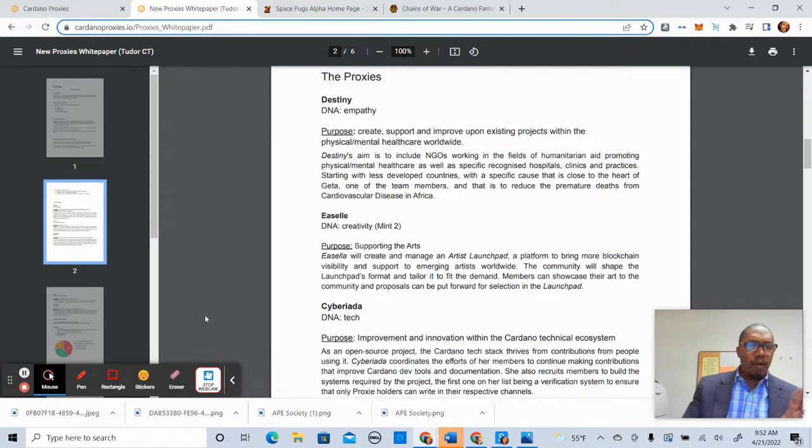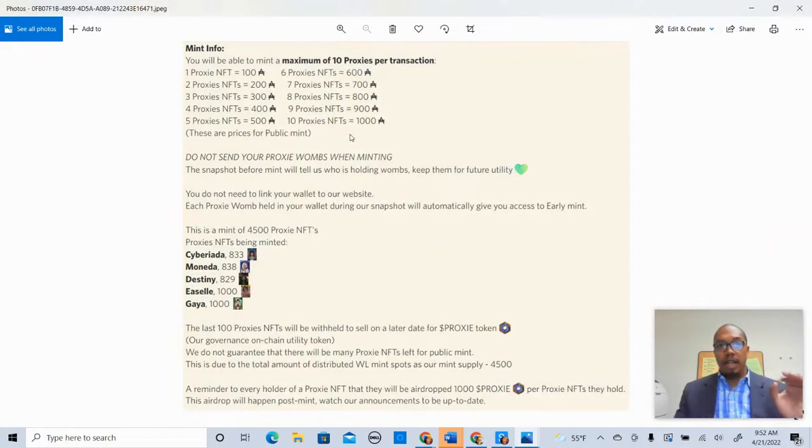So, with that, I wanted to touch on some important information that they've shared in terms of the mint. Now, they had a phase one mint where 500 Cardano proxies sold out, right? So, the mint information here is, number one, you can mint up to 10 proxies per transaction. So that's pretty convenient, right? In order to be part of the whitelist, you have to own a proxy womb. A proxy womb is an NFT that will have further utility later, but for now gives you access to be able to mint during the pre-sale, okay? So that's what that's for.